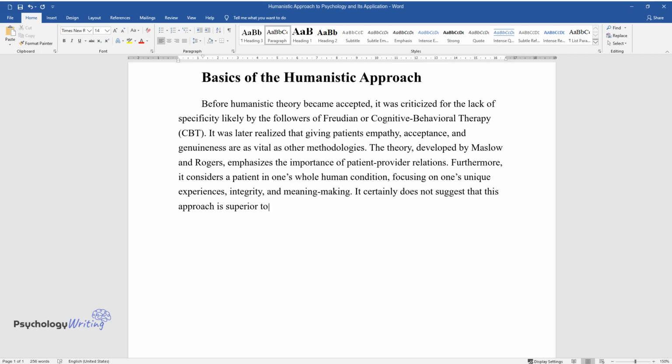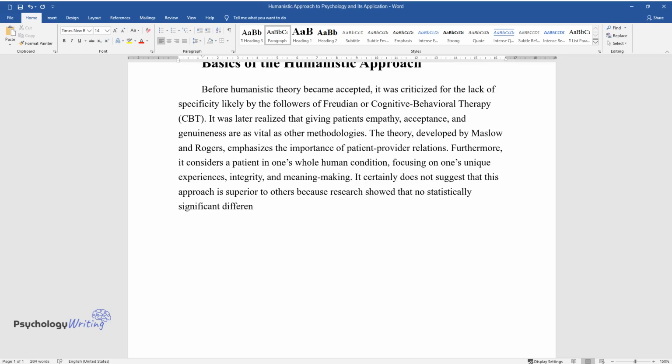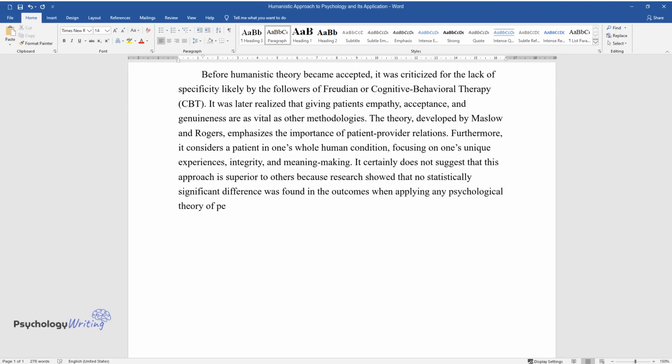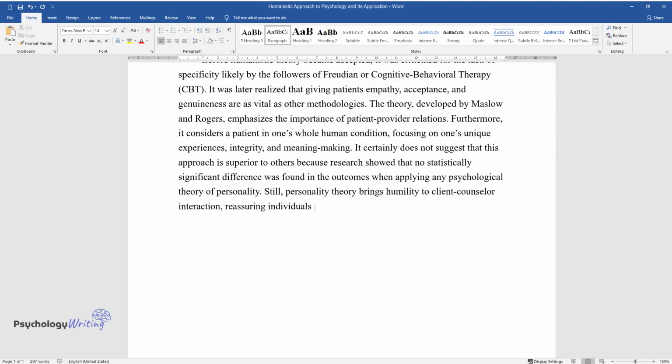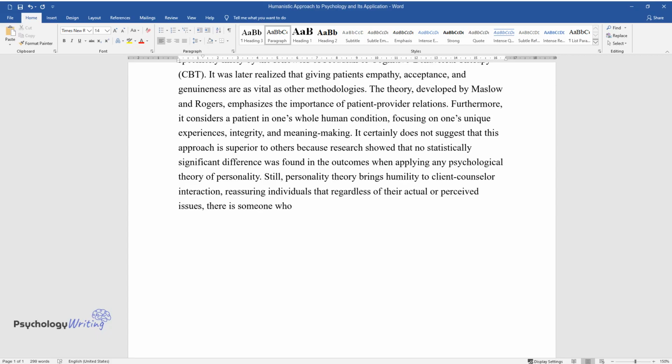It certainly does not suggest that this approach is superior to others, because research showed that no statistically significant difference was found in the outcomes when applying any psychological theory of personality. Still, personality theory brings humility to client-counselor interaction, reassuring individuals that regardless of their actual or perceived issues, there is someone who will support and accept them.